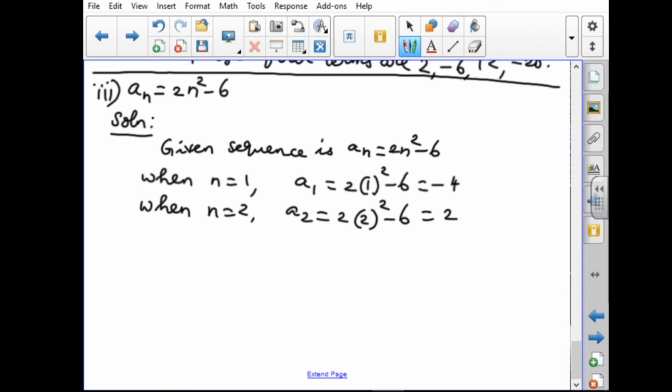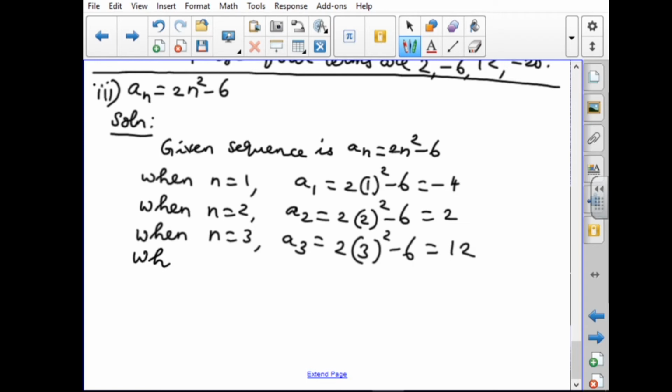2. Next one, when n equal to 3, a3 equal to 2 into 3 square minus 6. 3 square is 9, 9 2s are 18. 18 minus 6 equal to 12. When n equal to 4, a4 equal to 2 into 4 square minus 6. 4 square is 16. 16 2s are 32. 32 minus 6 equal to 26.